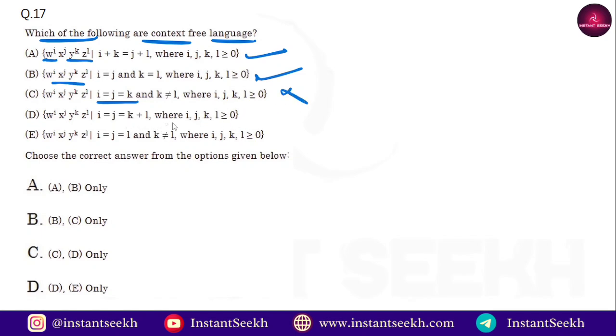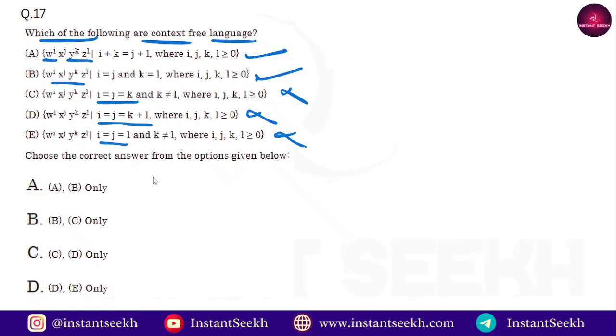Next, you have D. Again here the condition i equal to j equal to k plus 1, again the same as above in option C. Here the same issue is there. The condition i equal to j equal to k plus 1 requires a more complex relationship that cannot be captured. So this is also not context free. And last, similar to C, we have a condition i equal to j equal to 1, which is also too complex for a context free language. Okay, so your only options A and B are correct.